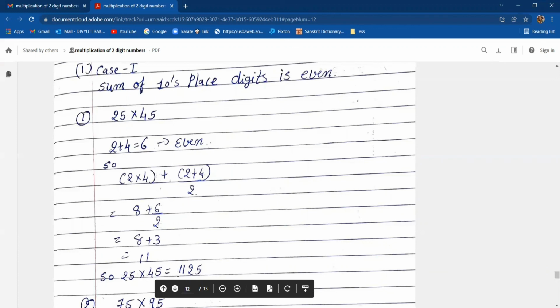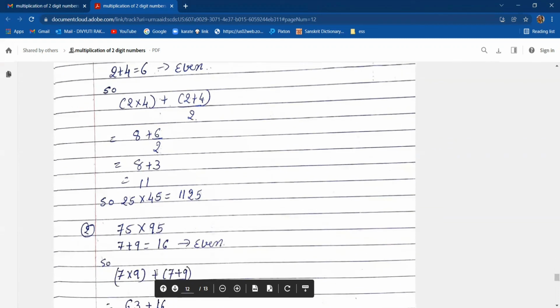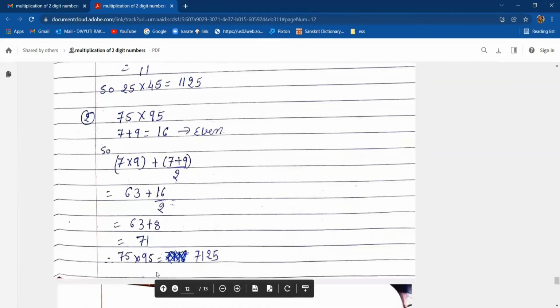And for the other two digits, what do you need to do? You multiply the tens digits, 4 and 2, and then add the sum of these two digits divided by 2. So I multiply 4 by 2 to get 8, plus the sum of the two digits, which you have already done, divided by 2. Whatever answer you get, you add it in the product. So 6 by 2 will be 3. So 8 plus 3 will be 11. So 25 into 45 will be 1125.